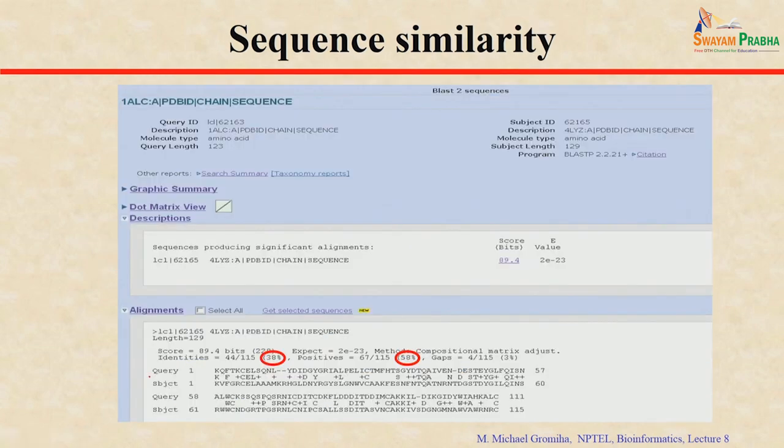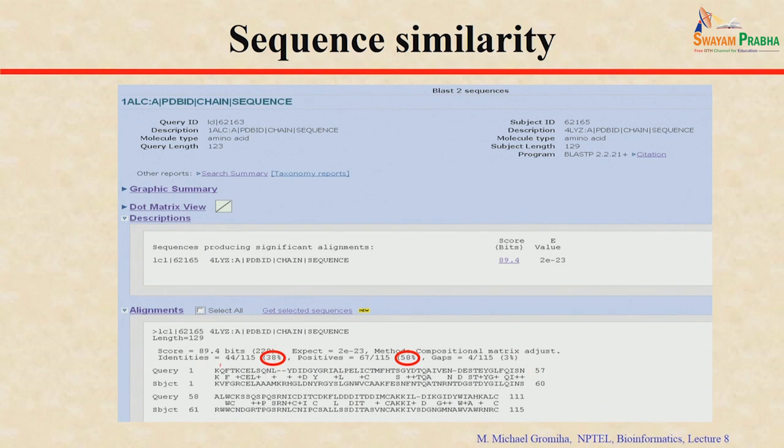You get this is the query 1 and this is the subject 1. So you have the alignment here. There are 115 residues, among 115, 44 are the same, and among this 115, 67 are positives. If you compare this alignment and the previous alignment, what is the difference? The previous one had 99% identity and 100% positives, an almost perfect alignment. So you cannot say that for all sequences you get this type of alignment. If you see here, there are a lot of gaps, and the residues are totally different.